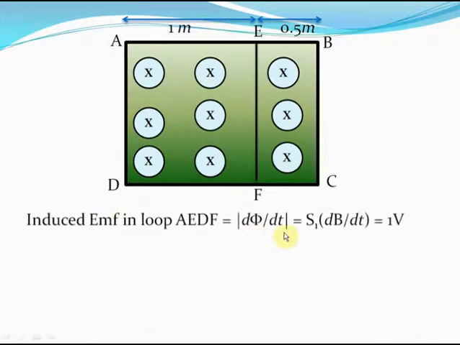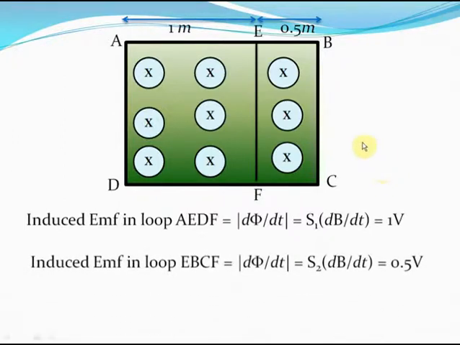The induced EMF in loop AEFD is clearly d phi by dt, that is the area of loop AEFD into dB by dt, which is given to be 1 Tesla per second. Therefore, the net induced EMF in loop AEFD is 1 volt. Similarly, the net induced EMF in loop EBCF is 0.5 volts, d phi by dt, that is the area of loop EBCF into 1 Tesla per second.